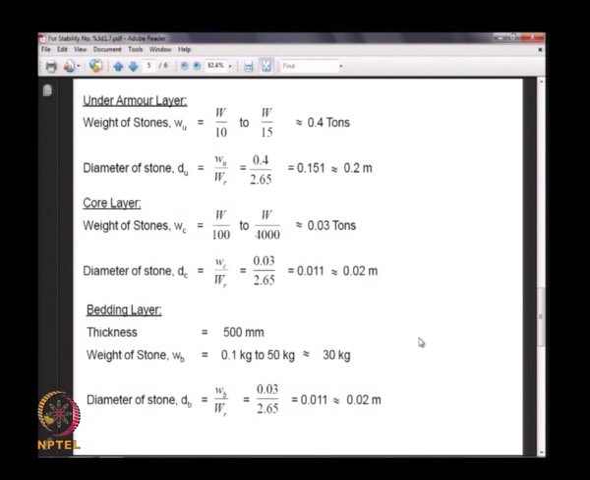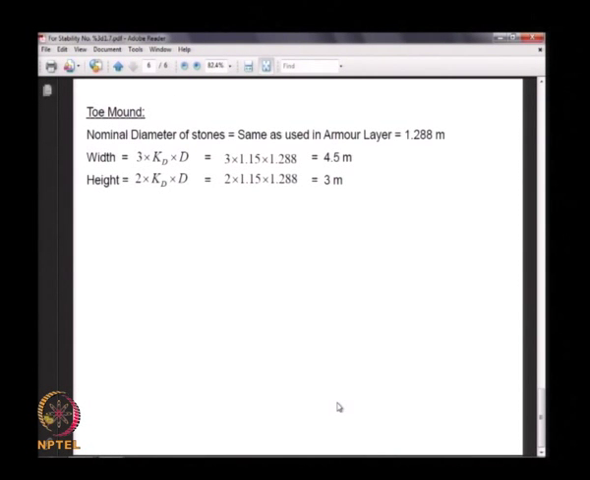Then we have the bedding layer, which is 500 mm. The weight of the stone is 0.1 kg to 50 kg. The average size is about 30 kg. We are calculating the diameter of the stones also.